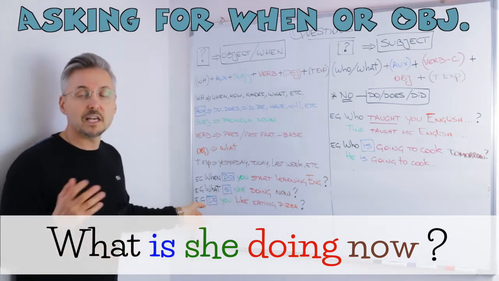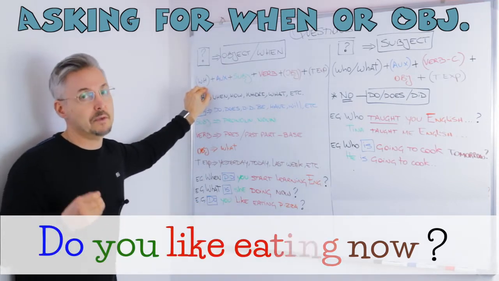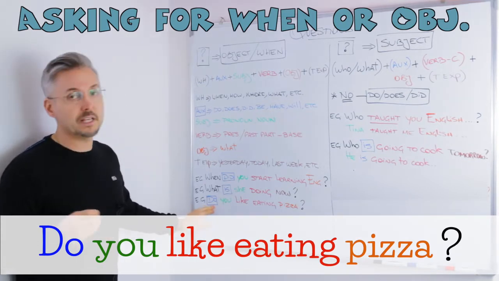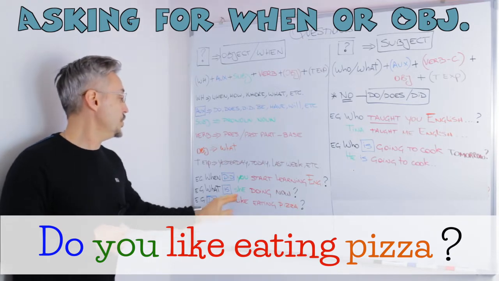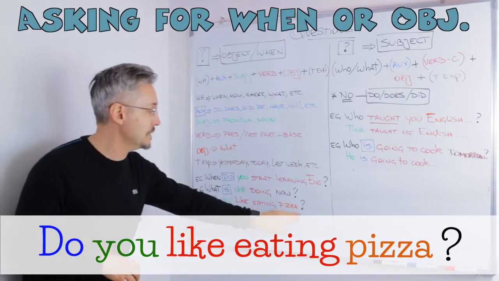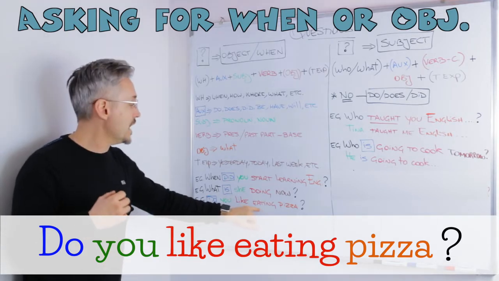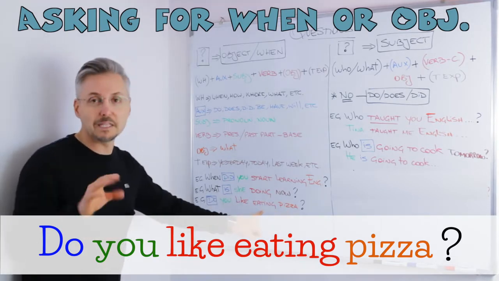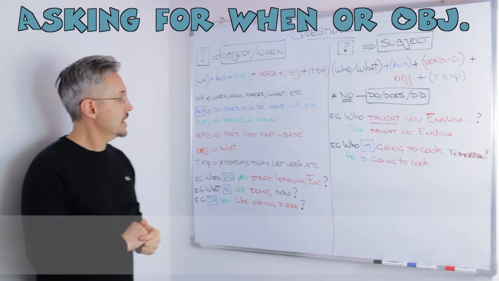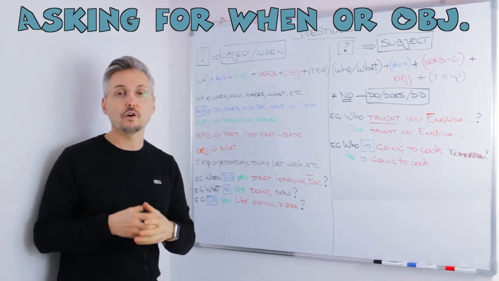Then we can have a yes or no question. So we don't need the WH question word at the beginning. So what we need is the auxiliary. The auxiliary in this case is do. Do you is the subject. Like eating is the verb. Do you like eating pizza? Okay, so eating belongs to like. Do you like eating pizza? So pizza is the object in this case. So this is for when we ask for the object or when.